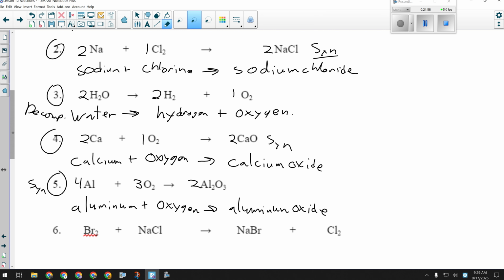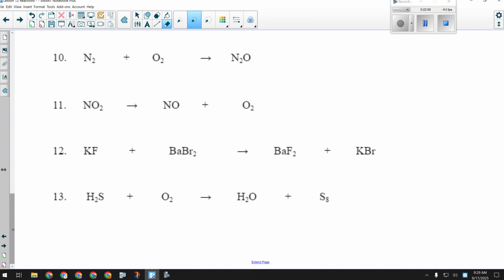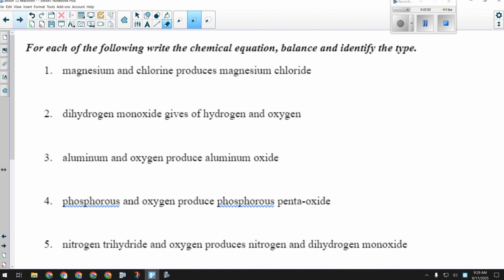Then I would like you guys to, I think you're on the next page here. Okay, 1 through 5 there, these go the other way. So I'm giving you the word equation, so I want it written in formula form. I want the type, I want the formula form equation balanced.